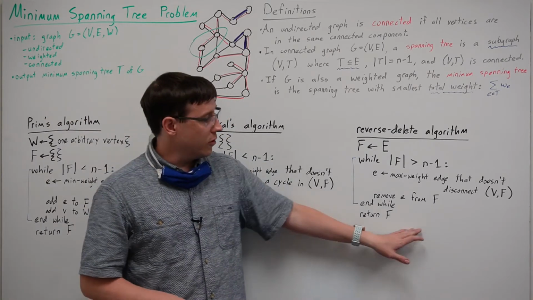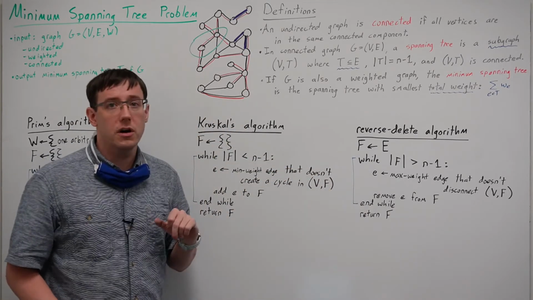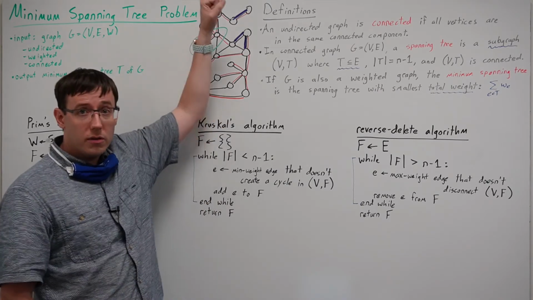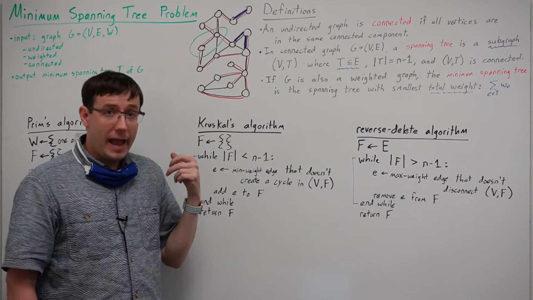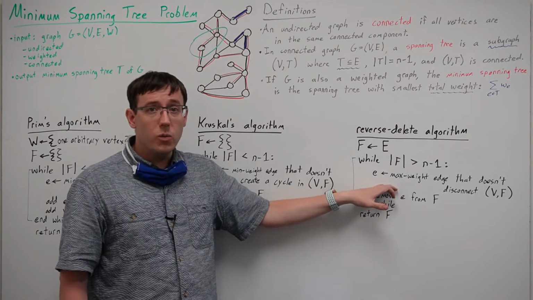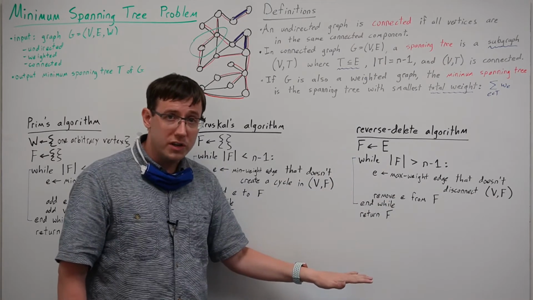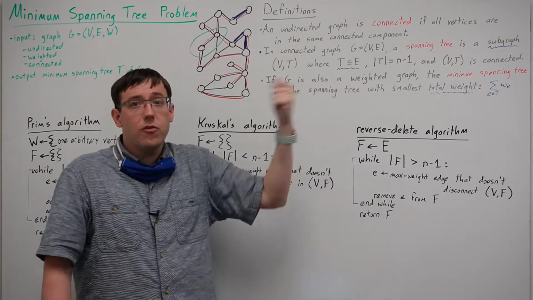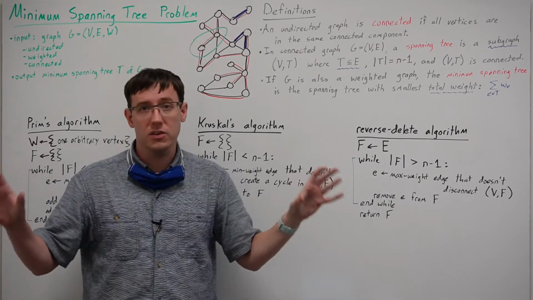Finally, we have the reverse delete algorithm, which is, in a sense, the reverse direction of Kruskal's algorithm. In Kruskal's algorithm, we go through all of the edges from cheapest to most expensive, and we add an edge unless it would create a cycle. In reverse delete, we go through all of the edges in the graph in order from most expensive to cheapest, and we will delete them from the graph if that doesn't cause the graph to become disconnected.